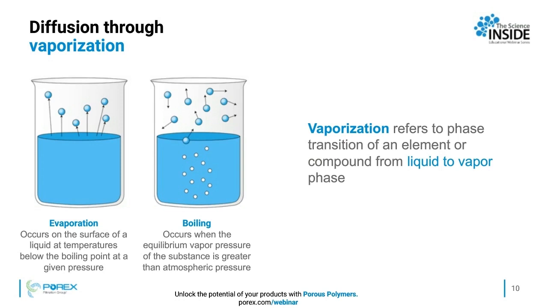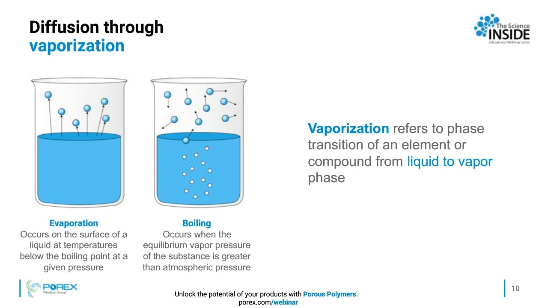a given pressure. This happens when molecules in the liquid collide and there is a transfer of energy. The evaporation occurs when the molecules near the surface absorb enough energy to overcome the surface tension of the liquid and vapor pressure from the gases above it.